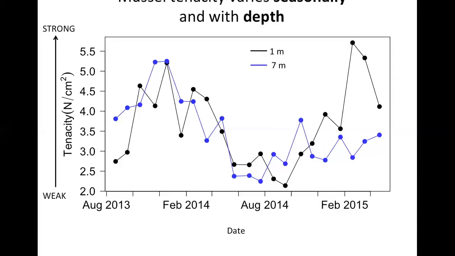So low tenacities are weaker attachments and stronger tenacities are a stronger attachment. And this is data from August 2013 to April 2015 at both 1 meter and 7 meters. So if you look at the black line, we see a seasonal pattern where they're stronger in the winter and weaker in the summer. At 7 meters, we don't see as defined a pattern with those huge differences in strength between winter and summer, but we do see that it's, first of all, not always the same as 1 meter, suggesting some of these differences in water conditions over those depths may change the attachment strength.